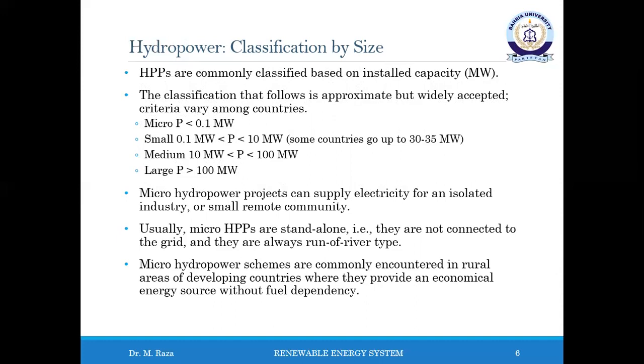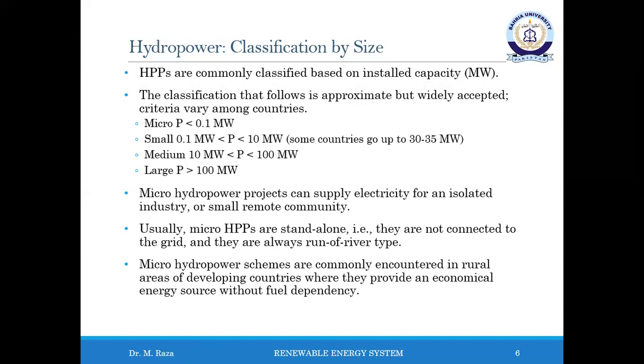A micro hydropower plant has installed capacity less than 0.1 megawatt. The installed capacity of a small hydropower plant is between 0.1 megawatt and 10 megawatt in some countries. It can go up to 30 to 35 megawatt. The medium hydropower plant capacity is between 10 megawatt and 100 megawatt, and large power plants have capacity more than 100 megawatts.